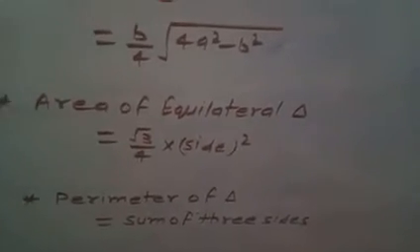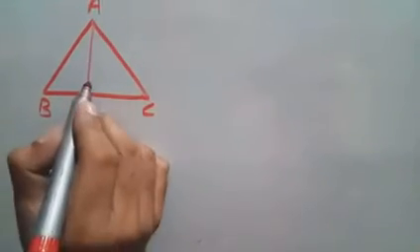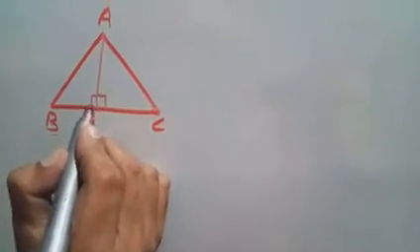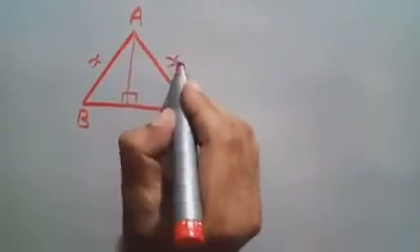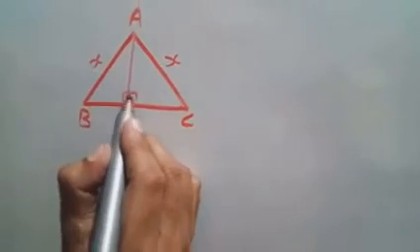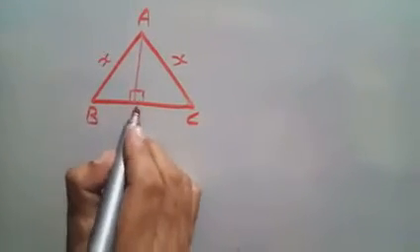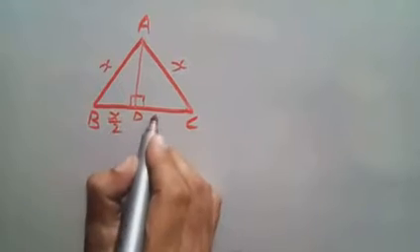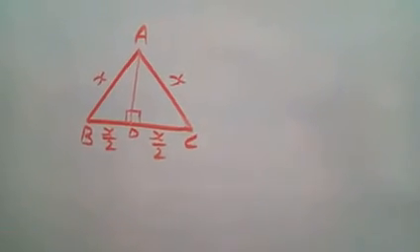Now here I am going to find the area of an equilateral triangle. So if we make an equilateral triangle, this is A, this is B, and this is C, and we draw the perpendicular over it. This one is the perpendicular. Now since it is an equilateral triangle, all sides are equal, so it is x, it is x. Now if we draw this perpendicular, it works as a median, so this distance is x by 2, this is also x by 2.